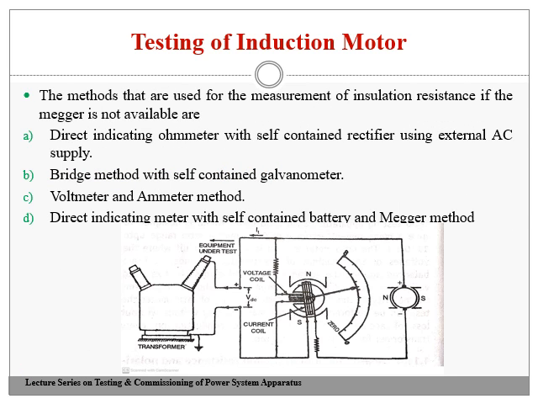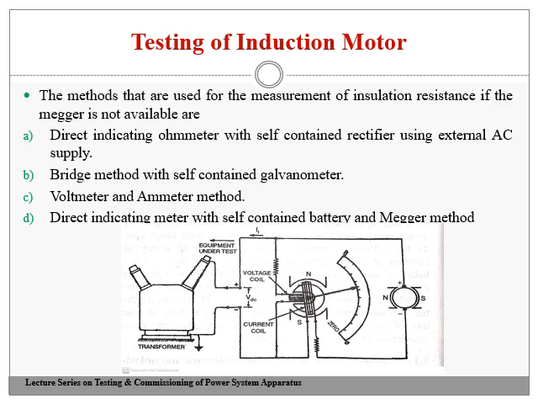Now we'll go to the next topic: how the insulation resistance is measured. There are different methods available for the measurement of insulation resistance. It may be a direct indicating ohm meter. You can use an ohm meter which is capable of measuring resistance in terms of mega ohms.